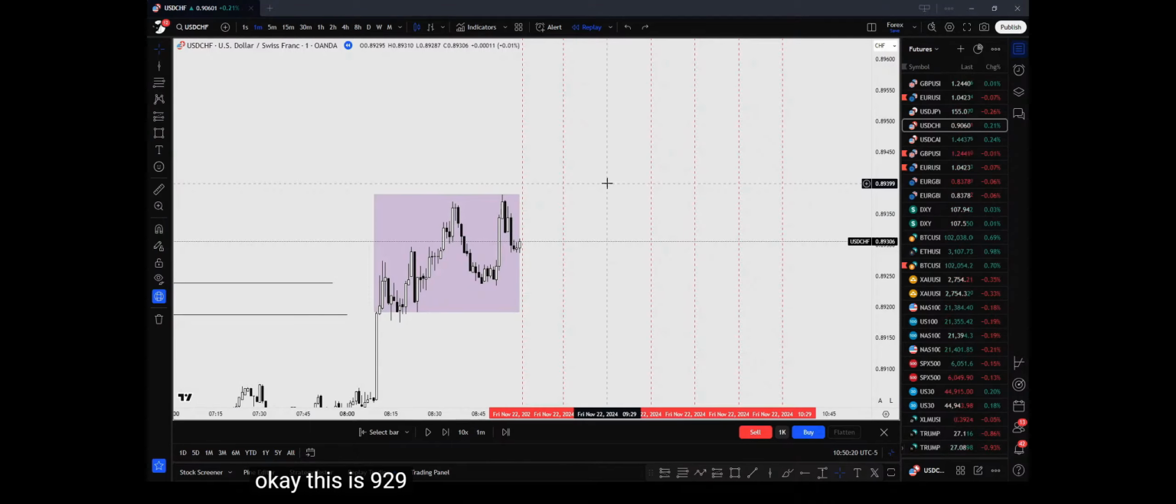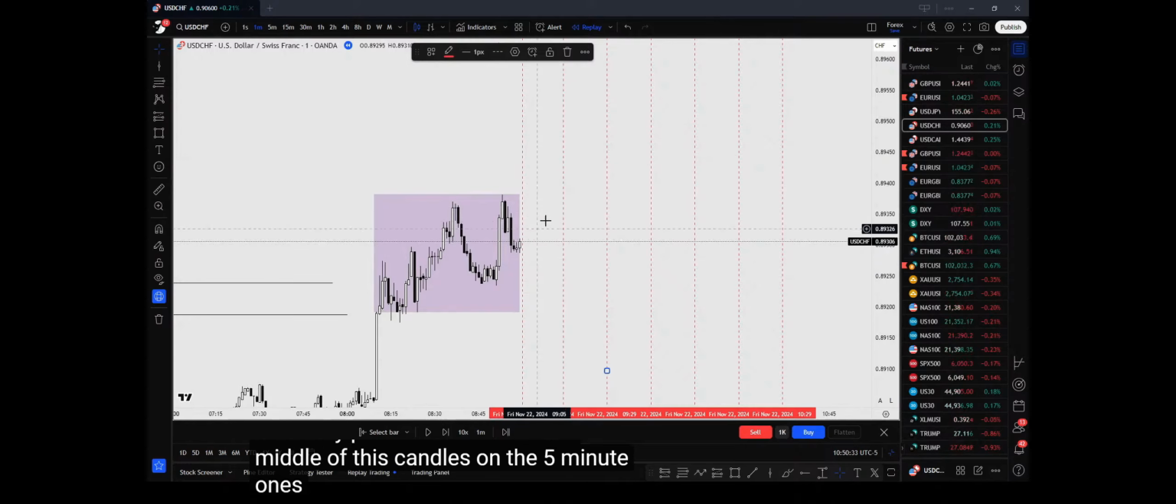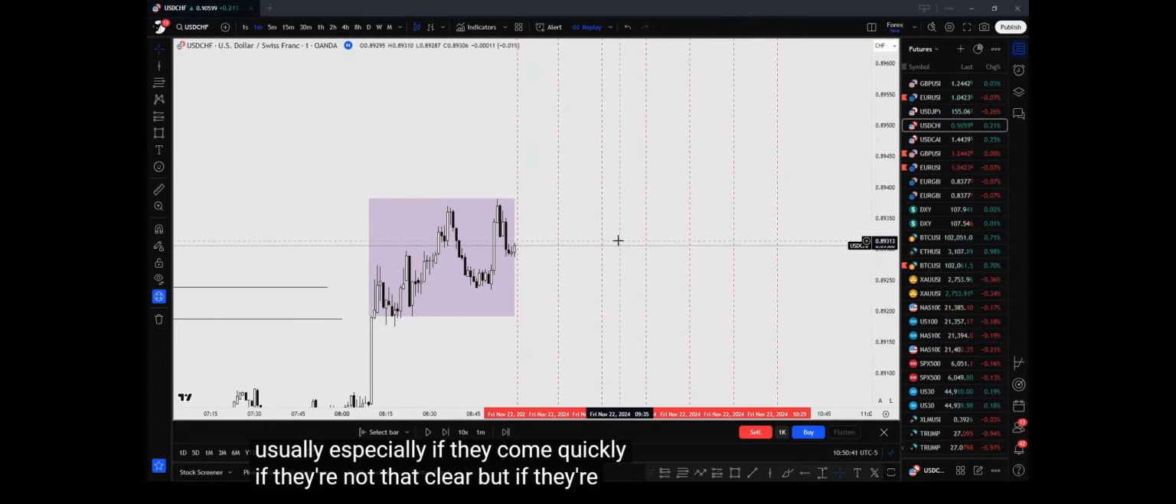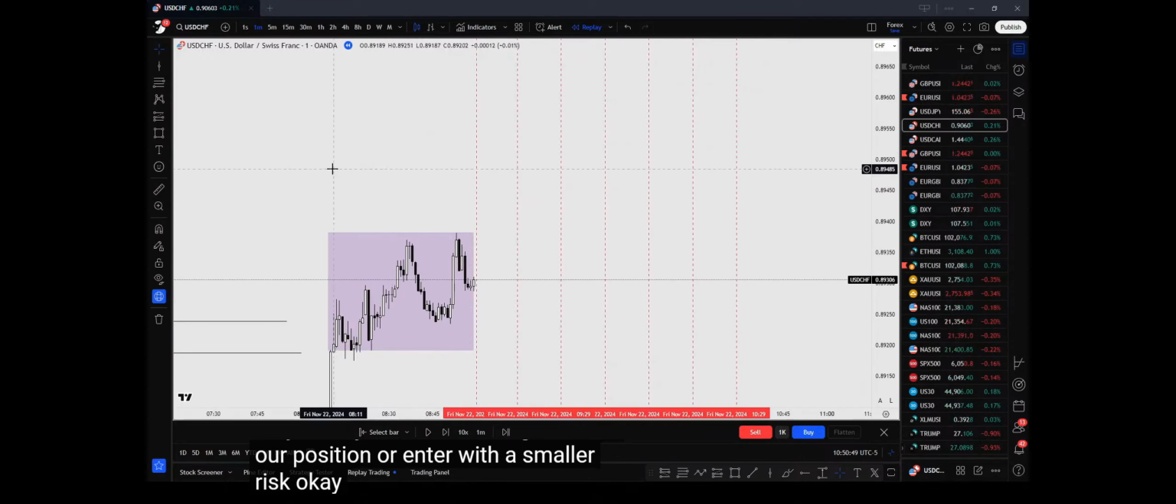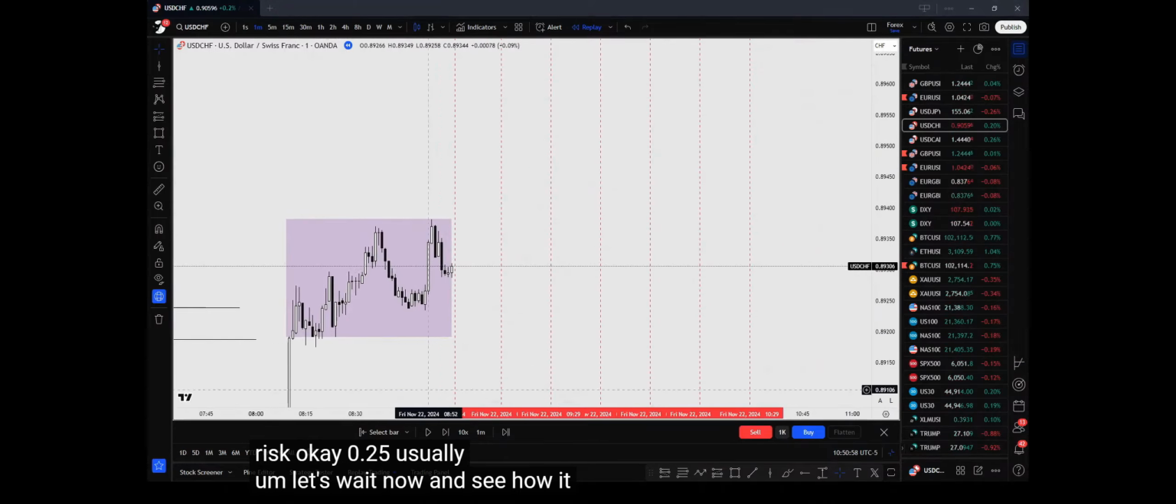This is 9:29. We might also add to the positions or enter any positions if we're in the middle of these candles on the 5-minute ones, but they're lower probability. We have to be careful. A bigger stop loss usually, especially if they come quickly, if they're not that clear. But if they're very clear, we might add to our position or enter with a smaller risk. Okay, 0.25 usually. Let's wait now and see how it goes.